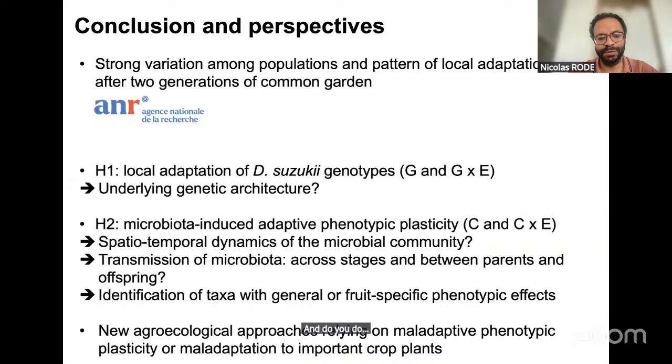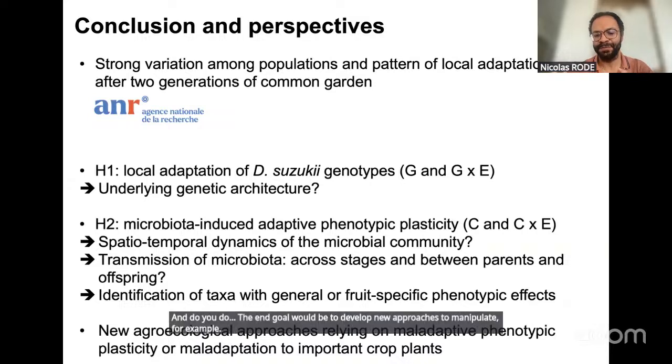And the end goal would be to develop new approaches to manipulate, for example, the microbiota to trigger some kind of maladaptive phenotypic plasticity in the field to protect important crops, such as cherries or strawberries.